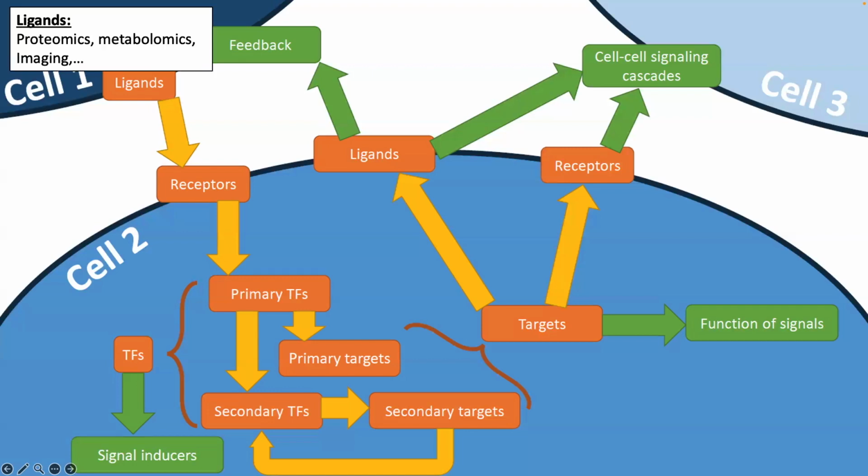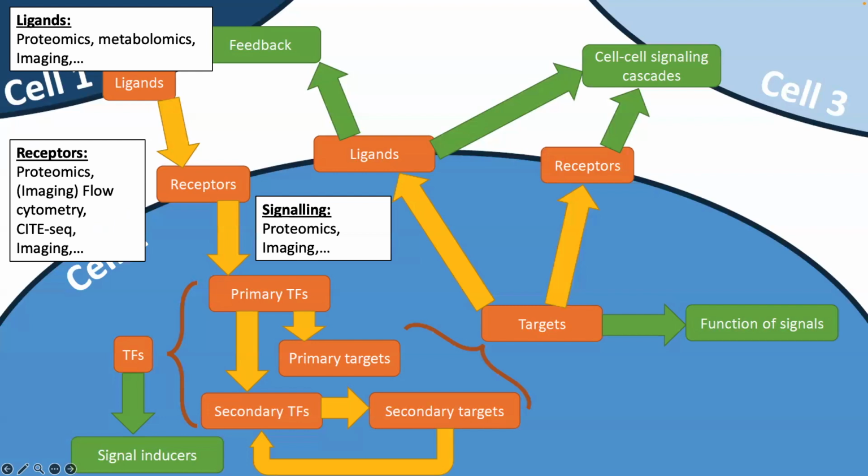So what types of data do we actually need in the ideal case, right? Suppose we want to study the full mechanism here. We would need data for studying the ligands, which can be cytokines, proteins, metabolites, whatever, right? So you need proteomics, metabolomics, imaging to study the ligands. So you need to also have ways to study the receptors. Could be also proteomics. Could also be flow cytometry data if you're looking at surface receptors.